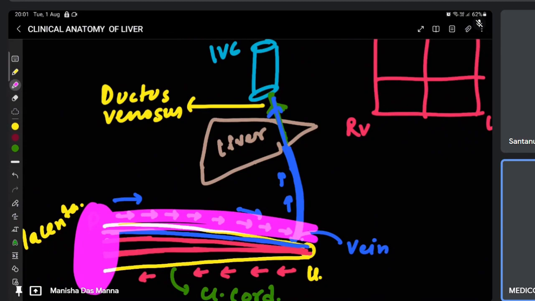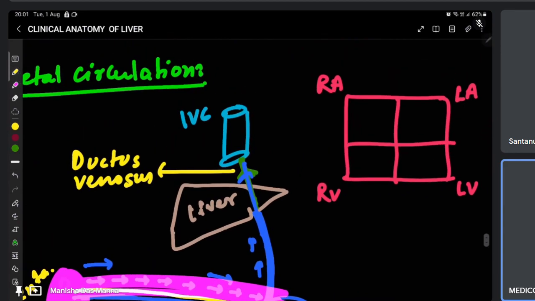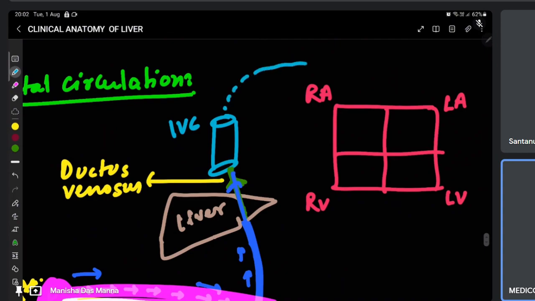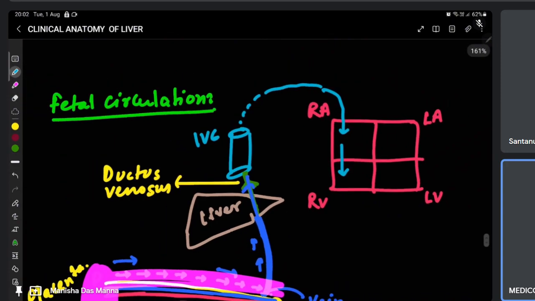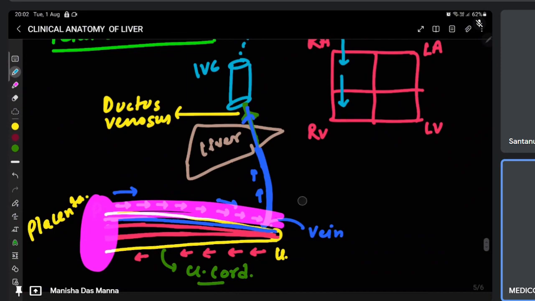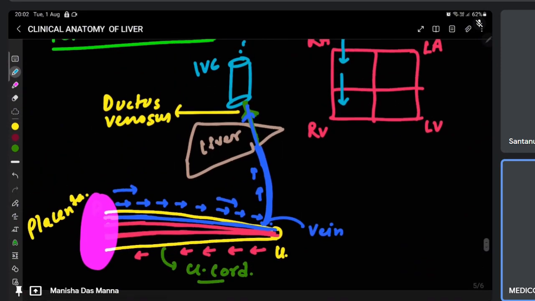Next, this blood is moving from the IVC to the right atrium, and then right atrium to right ventricle. I'm not going to discuss much here. But I'm going to talk about the remnants, first the ligamentum teres. What is the ligament of teres?